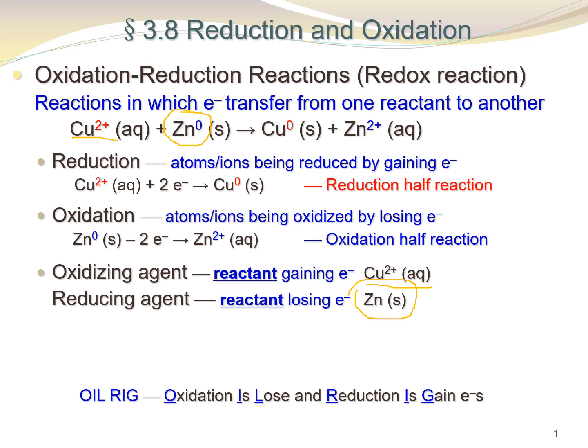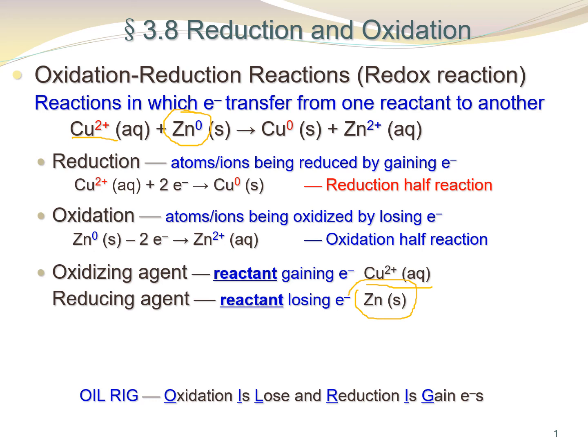One more thing I'd like to emphasize here. The oxidizing agent undergoes the opposite process. That means the oxidizing agent oxidizes something. By oxidizing, it gains electrons. It is reduced. Vice versa for the reducing agent as well.